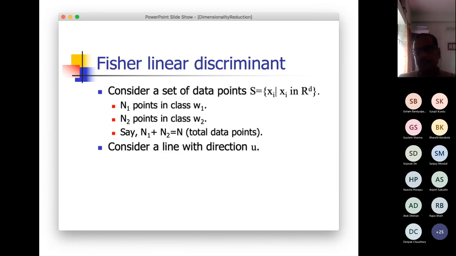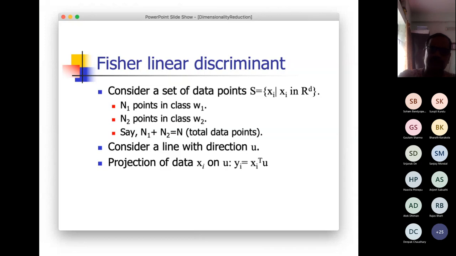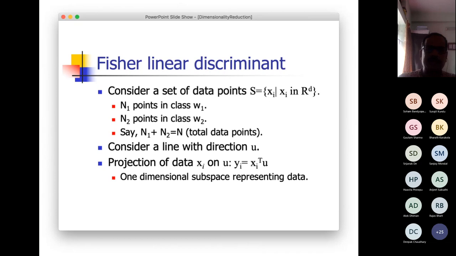Now, you may consider a line with a direction u in that multidimensional space. So the projection of data on u is this. You may consider u is a unit directional vector, a unit vector. So the projected data point is this. Otherwise, you have to normalize the direction, so let us consider it's a unit vector. So you get a one-dimensional subspace representing the data. That is the first thing.